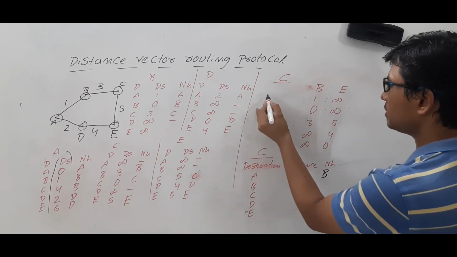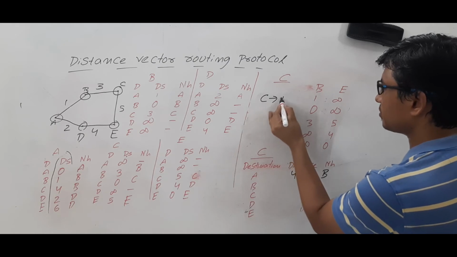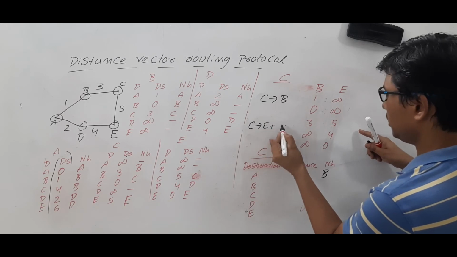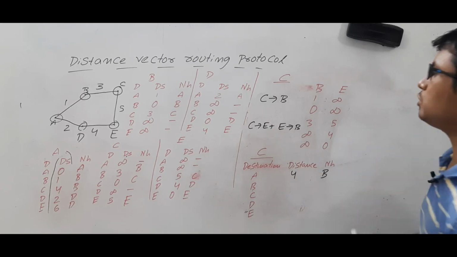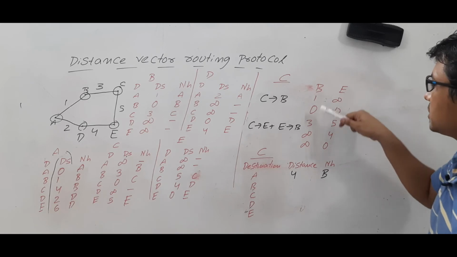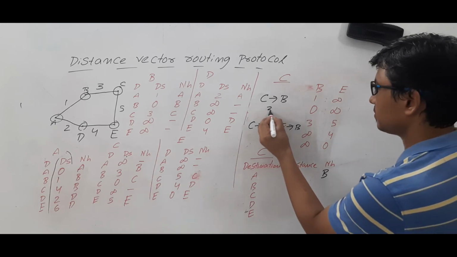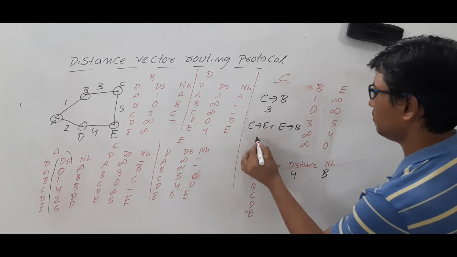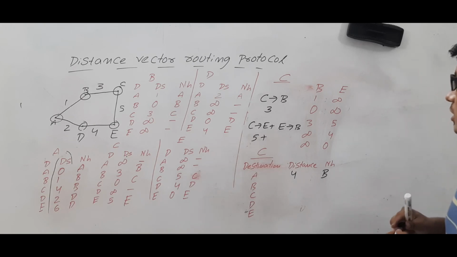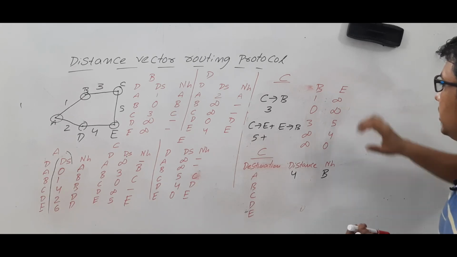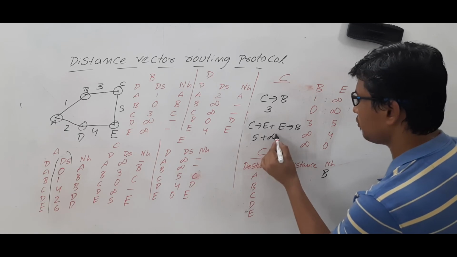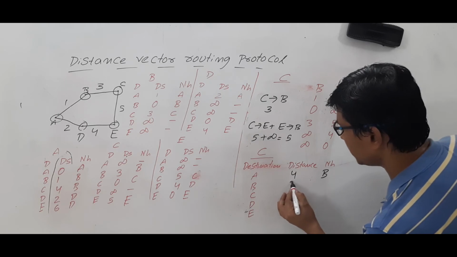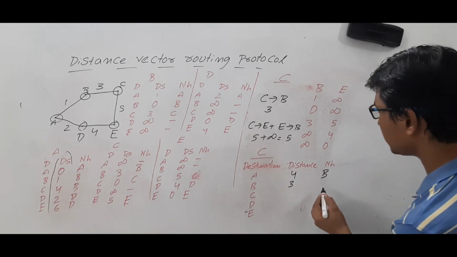C to B I can find directly, or as C to E plus E to B. C to B distance is equal to B to C distance, which is 3. C to E distance is equal to E to C distance, which is 5, plus E to B distance, which is infinity. So 5 plus infinity versus 3, and 3 is less. So C to B is 3 and the next hop is B.